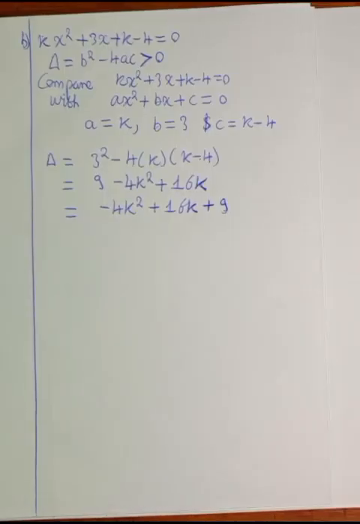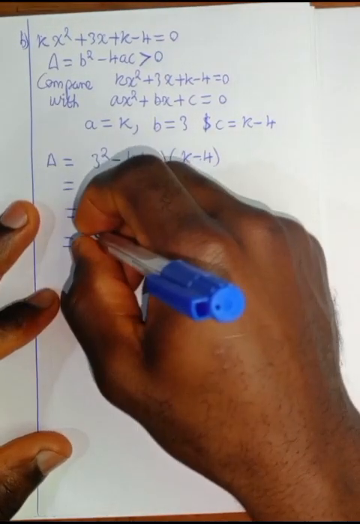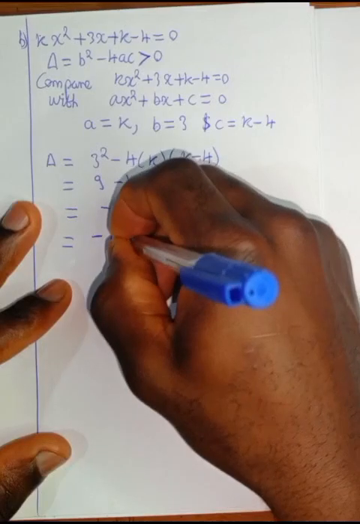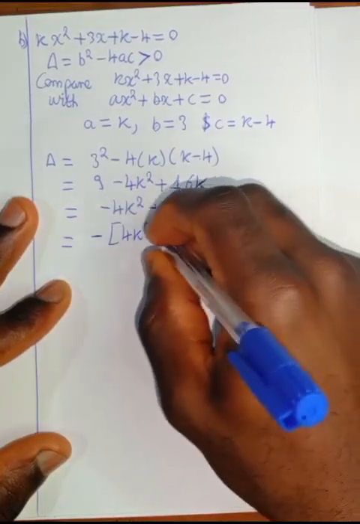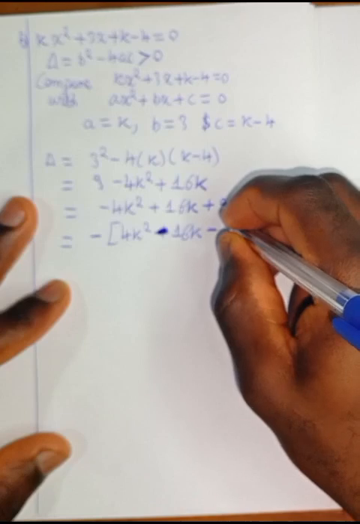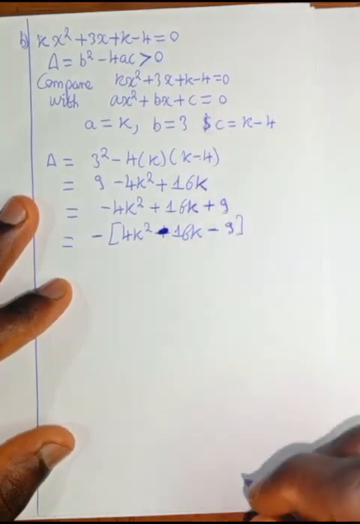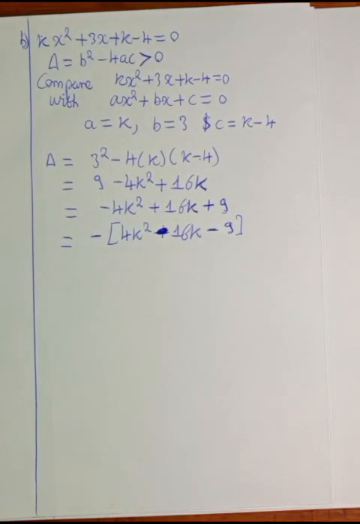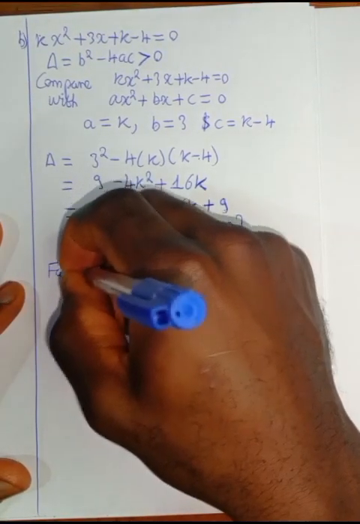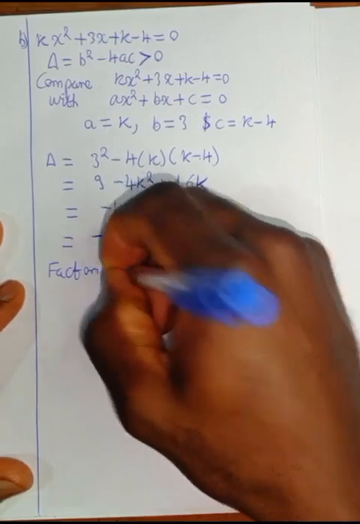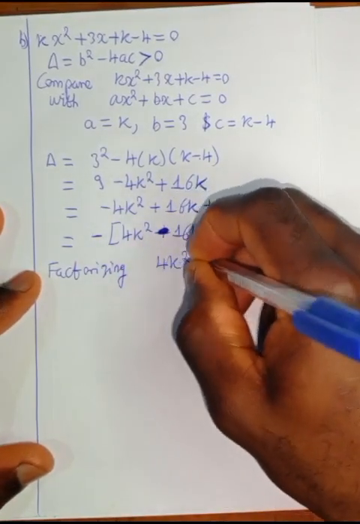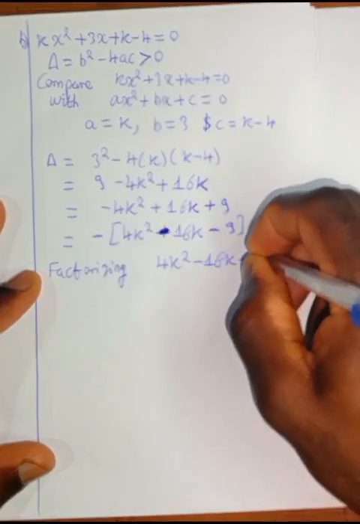At this level, let's factor out -1. This will give us 4k squared minus 16k minus 9. -1 times -9 gives positive 9. Next, we are going to see if we can factorize 4k squared minus 16k minus 9. Let's write this down. Factorizing 4k squared minus 16k minus 9.